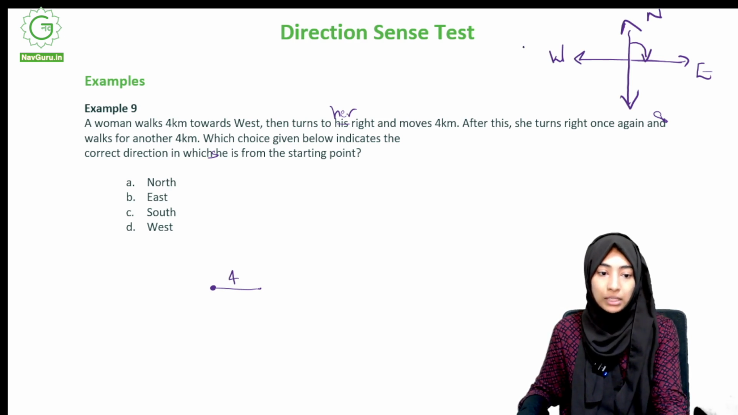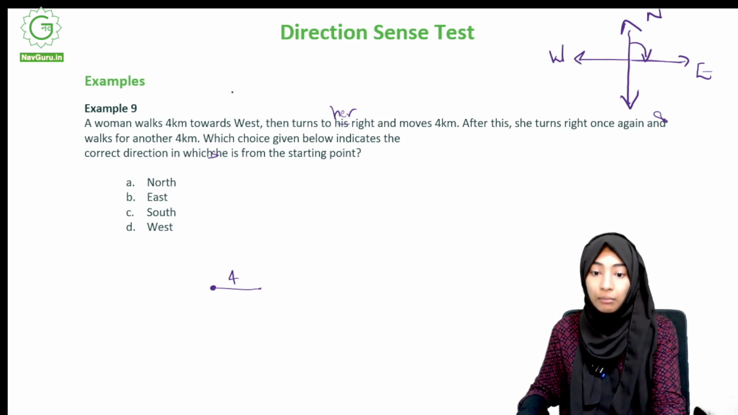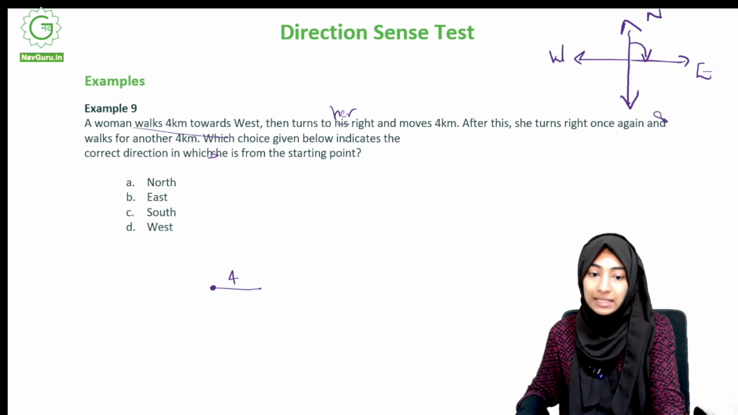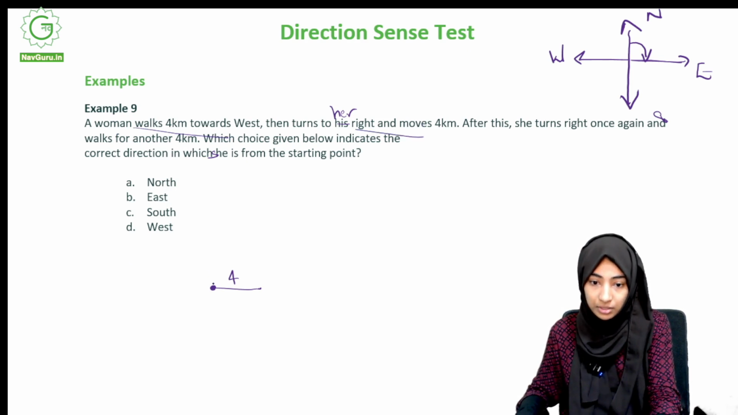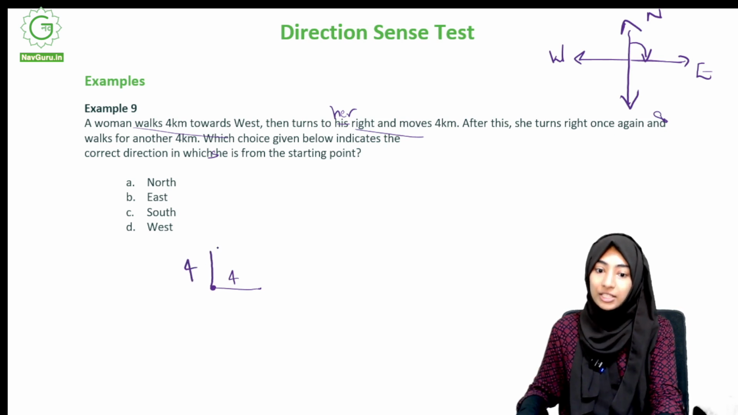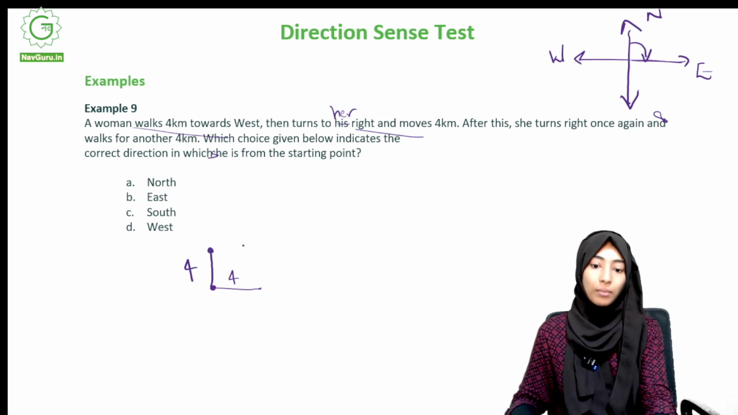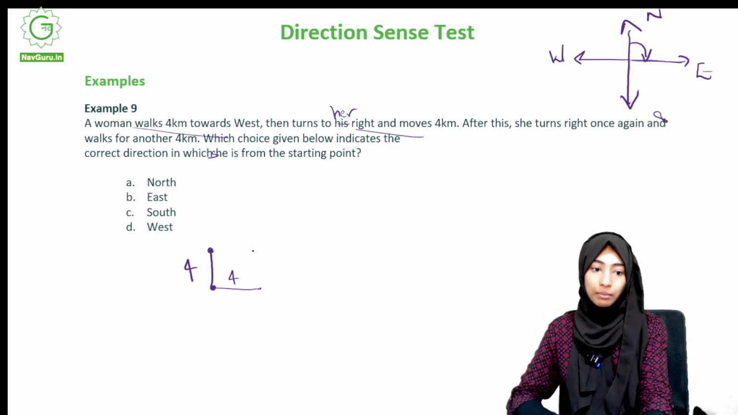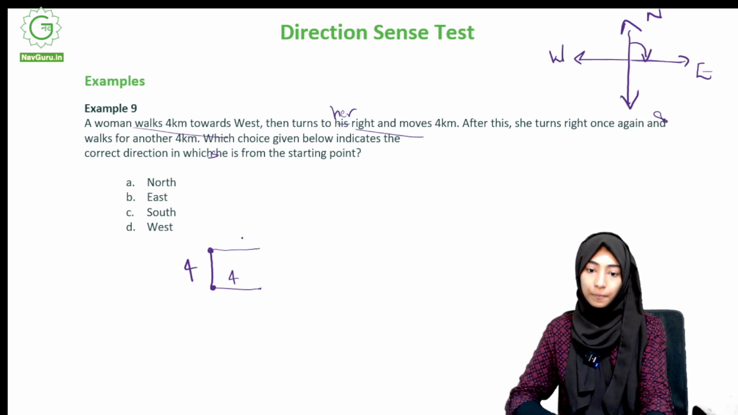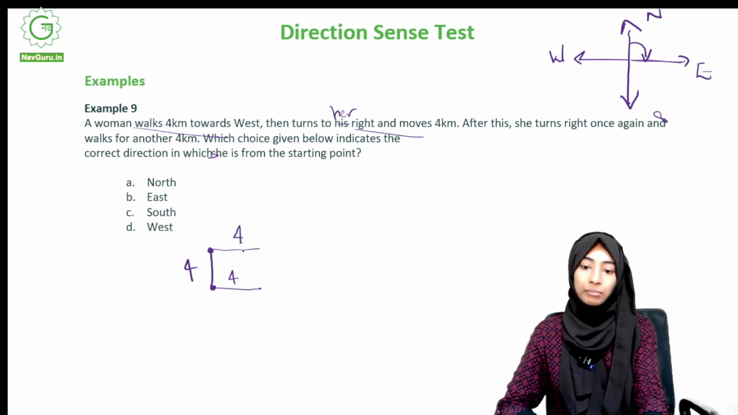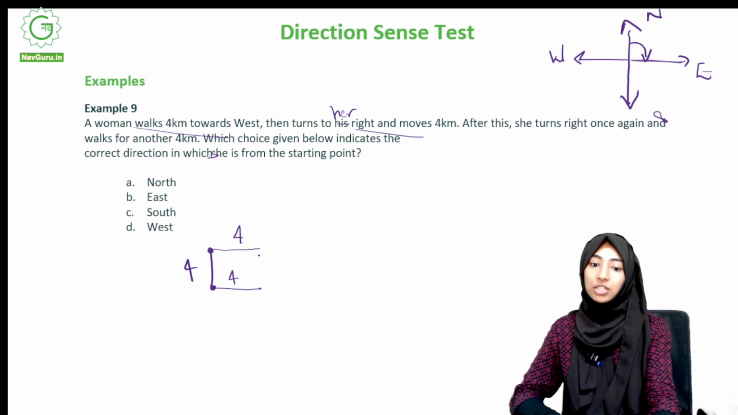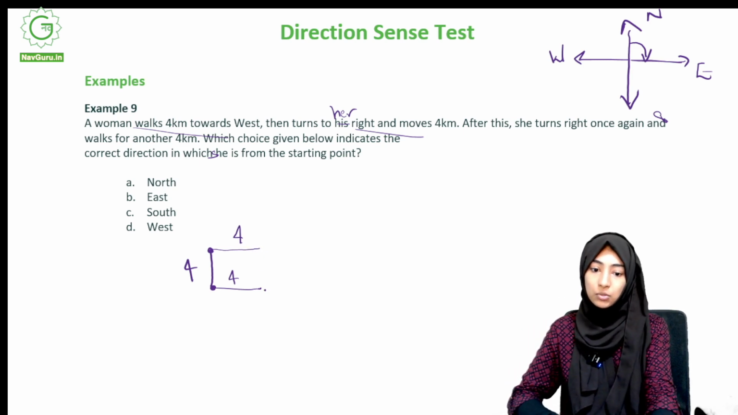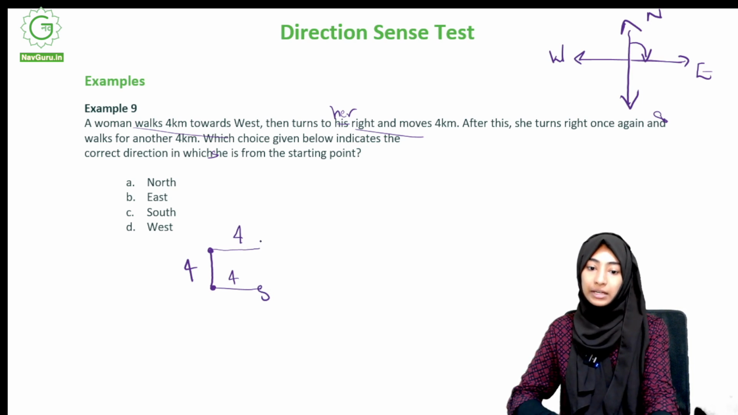Basically, your woman walked towards west, then she turns right and moves 4 kilometers, right? So that would be something like this. After this, she turns right once again. So now the woman is standing here. Basically, she's facing front like this. So her right will be here, and she walks for another 4 kilometers. So she has reached here. Which choice given below indicates the correct direction in which she is from the starting point? So this was her starting point. This is her ending point.